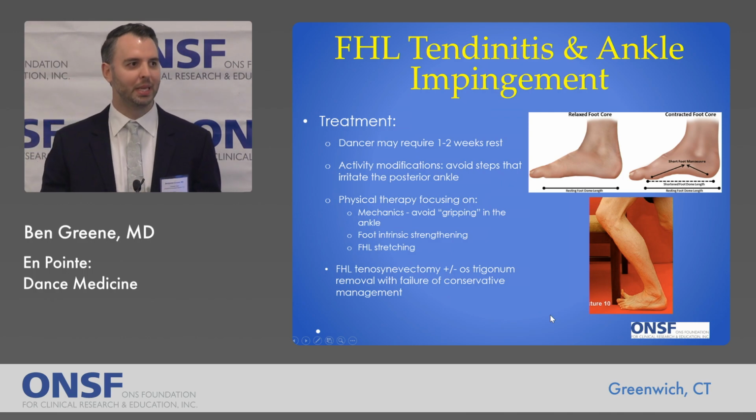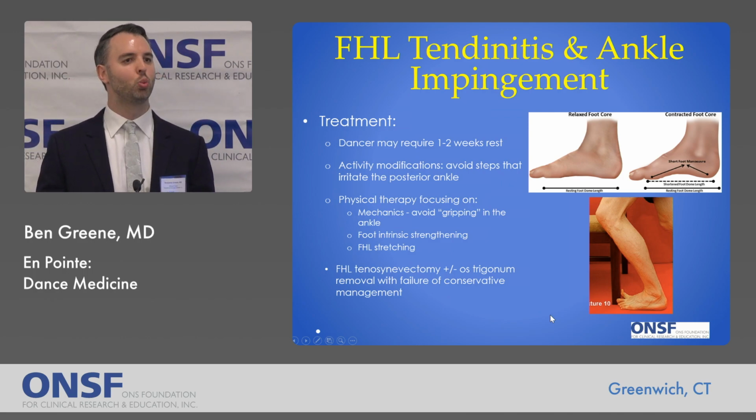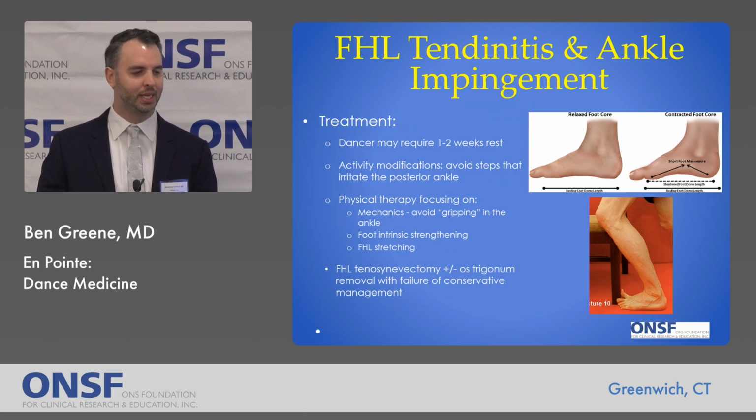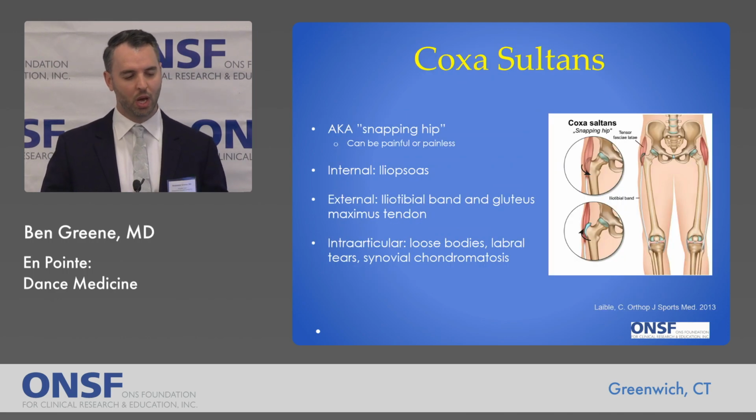Now, inevitably, some of these athletes will fail non-operative treatment, and there are good surgical options, in particular an FHL tenosynovectomy where you release that tendon, and then if there's an os trigonum present, often this will also be removed. Moving on up the body toward the hip, we're next focusing on coxa saltans, which is otherwise known as snapping hip syndrome.